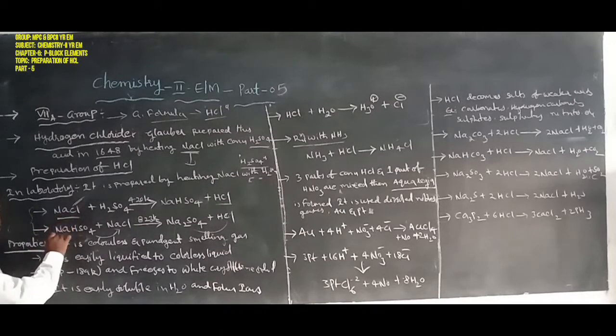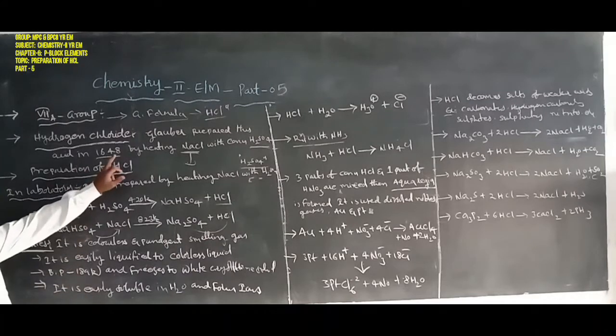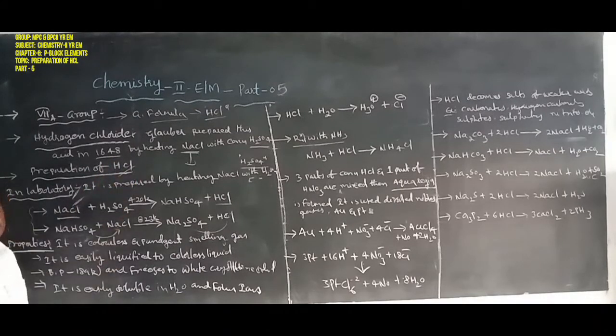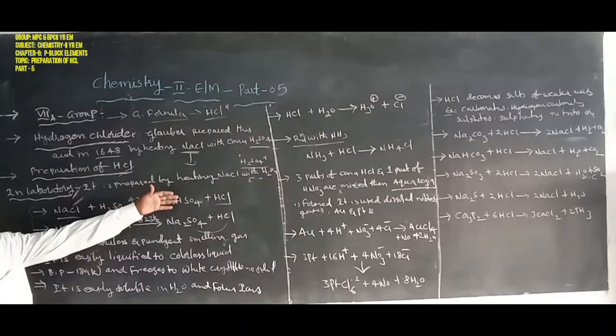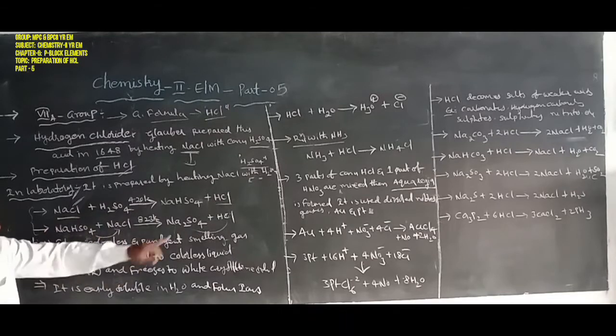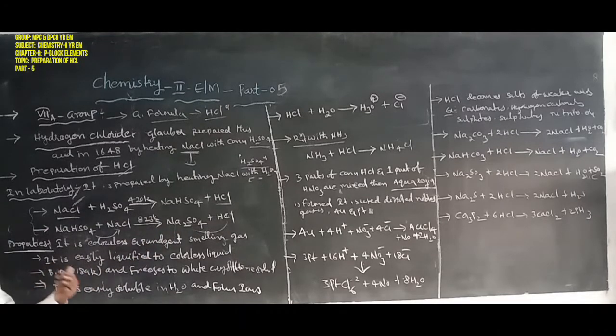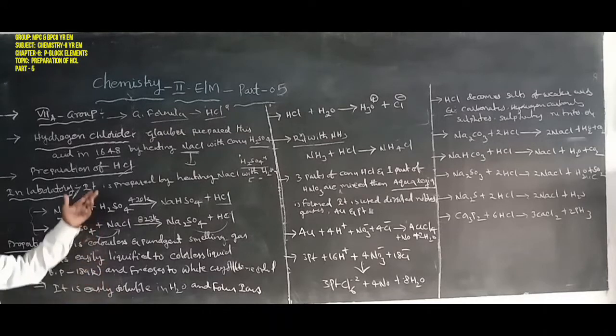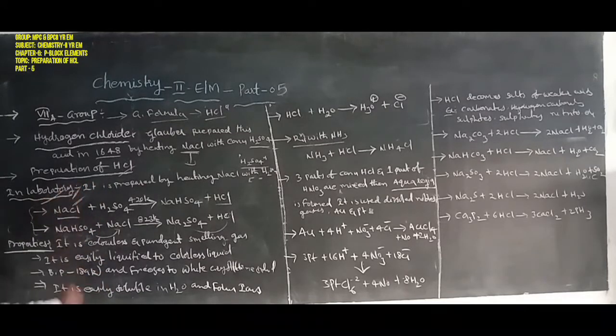Here are the two reactions of the preparation in the laboratory method, also known as the preparation of hydrochloric acid. Hydrochloric acid is prepared in the laboratory by heating common salt with concentrated sulfuric acid, which forms hydrochloric acid and sodium bisulfate in the first reaction. When the sodium bisulfate is combined with another common salt, it forms hydrochloric acid in the second reaction, and another product, sodium sulfate. That is the preparation of hydrochloric acid.